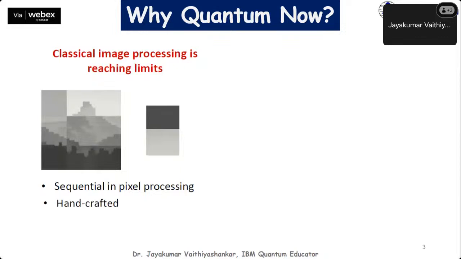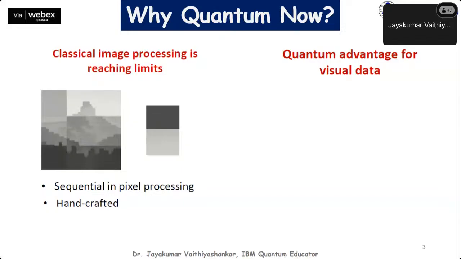Each and every process is handcrafted. Most of the time in classical image processing, we need to give hand-picked guidance for each and every segment, right? Initially, we need to train our model, right? What is the advantage of quantum?